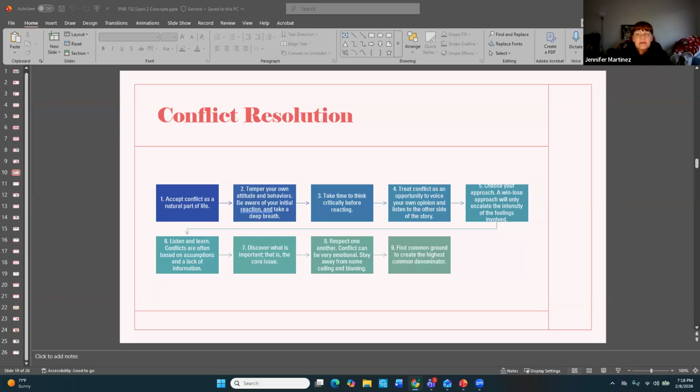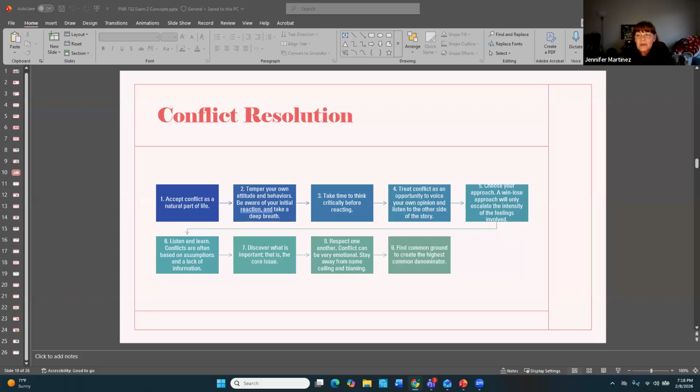Take time to think critically before reacting. All right. So think through the situation before you react. Treat conflict as an opportunity to voice your own opinion and listen to the other side of the story, right? Again, not everybody is going to have the same opinions, views, or needs. And so this is your time to take time to reflect, right?